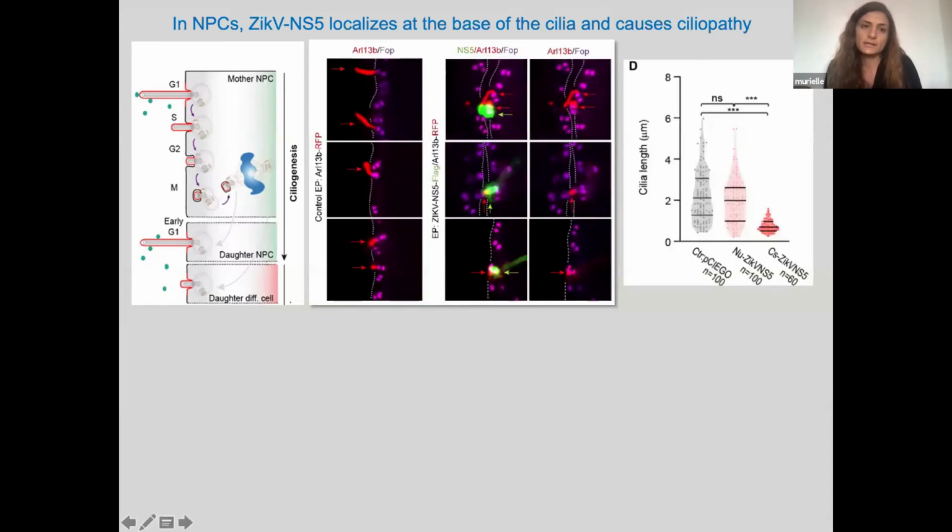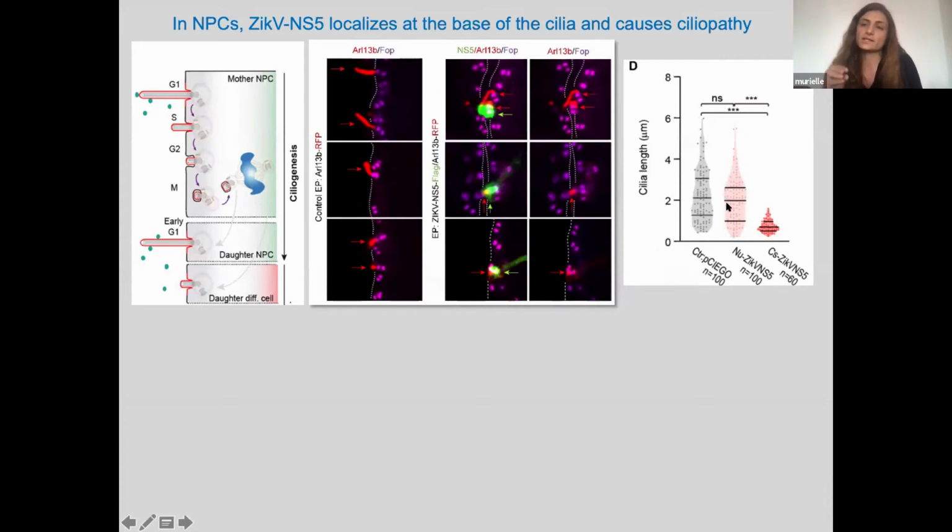So we went recapitulating the cilia length in neural precursor cells, as you can see here, by electroporating a ciliary membrane marker, ARL13B. And you can see how the cilia length changes according to the cell cycle progression of neural precursor cells. However, when we electroporate the NS5, we can see its ability to localize in the centrosome at the base of the cilia. And we can see the resorption of the ciliary structure, which could be defined as ciliopathy, linked to microcephaly. So here there is a quantification where you can see the ciliogenesis in a control matter.